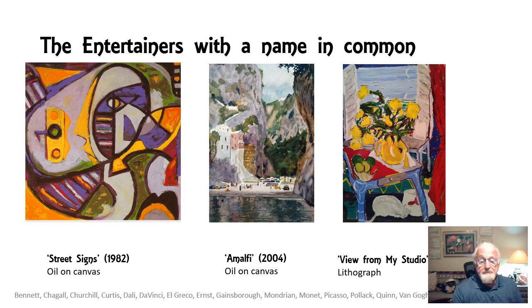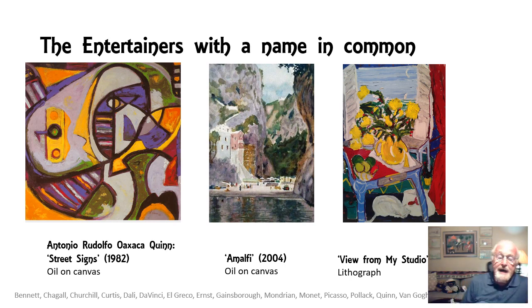The first painting, Street Signs, was completed by Antonio Rudolfo Lacaca Quinn, that is the famous actor Tony Quinn, also quite renowned as a painter and quite successful. The second, not by a film actor, but an equally famous Tony. Any thoughts on this? Well, the painter is Antonio Benedetto, born in Queens and better known as singer Tony Bennett.